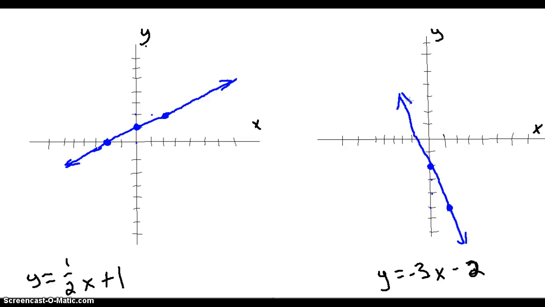And again, if you wanted to go the other way to get your second point, you could have gone up 3, but then you'd have to go left 1, and you would hit this point right here, which, if you notice, it is also on our line. So that's how you can take advantage of the slope-intercept form to graph straight lines. Remember, all you need is 2 points.